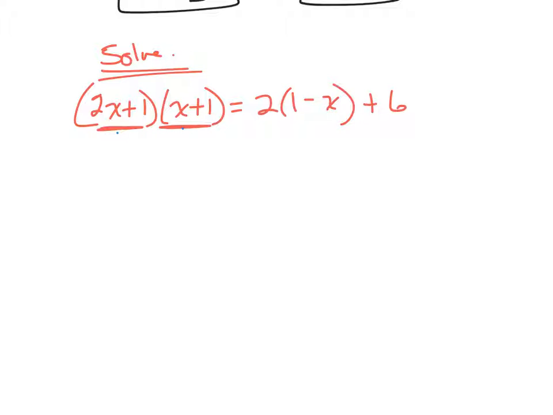So here we go. 2x times x is 2x squared. 2x times 1 is 2x. Done with the 2x. Let's distribute the 1. 1 times x is x. 1 times 1 is 1. Done with the 1, done distributing. Over here, if we distribute the 2, 2 times 1 is 2. 2 times negative x is negative 2x. And then we still got plus 6.